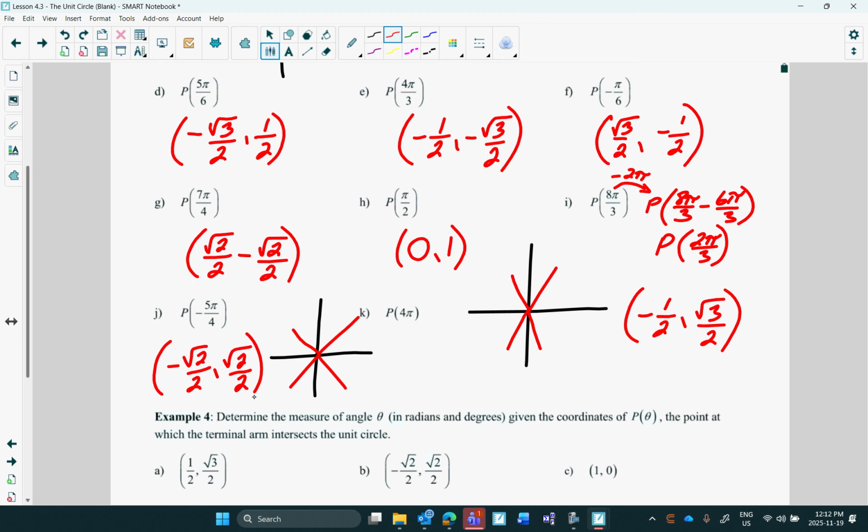Finally, 4 pi. Well, that's too big. So take away a 2 pi. What do I get when I take away a 2 pi? That's on the unit circle. What point is that on the unit circle at 2 pi? 1, 0.